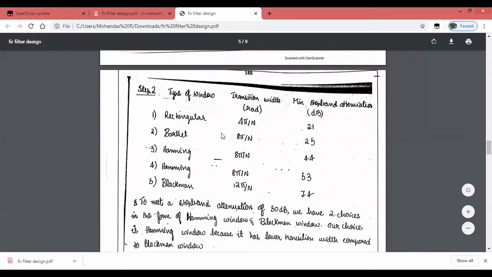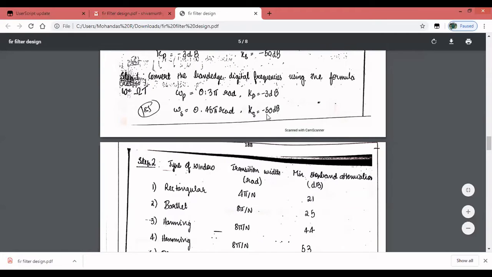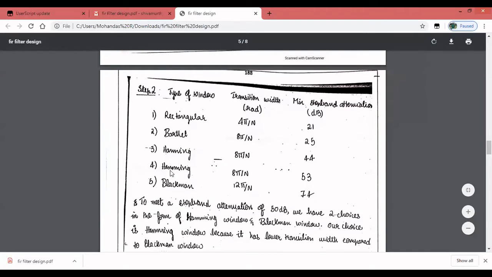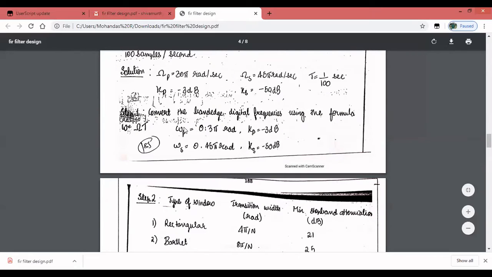Looking into the table, from the table we can see the type of window, the transition width, and the stop band attenuation. Which is the value greater than 50 here? That is the Hamming window, for which it is 53, and for the Blackman window it is 74. So I can use any of these two windows, either a Hamming window or a Blackman window, for designing the filter with the above frequency specifications.